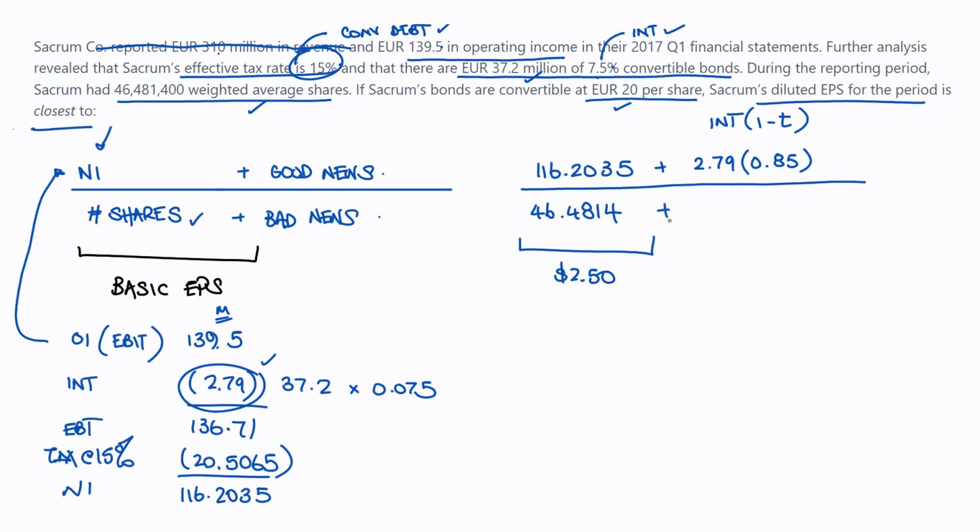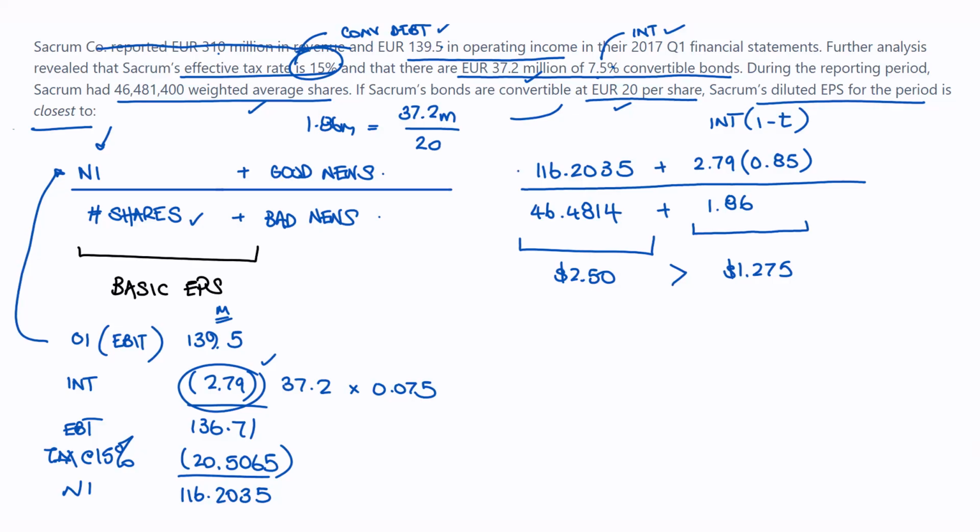On the bottom, I'll add in the number of shares that are going to get issued. Let's just do a calc here. If there's 37.2 million in total, and for every 20 we issue a new share, that's 1.86 million. Now, just for fun, I'm going to work out here the savings per share issued. That comes to 1.275, which is less than the basic EPS.